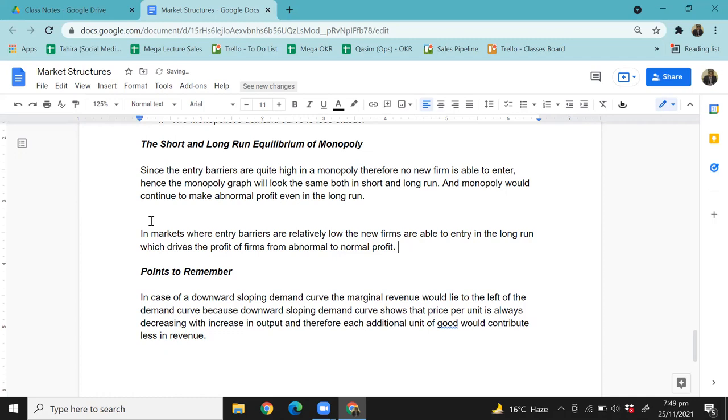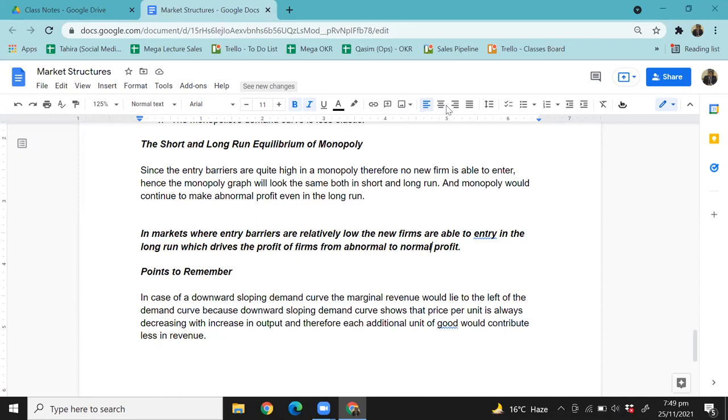But since in monopoly, it's not possible for any new firm to enter given the high entry barriers, the monopoly continues making the abnormal profit that it was making even in the short run. So everything stays the same. Does this help, Preet? Preet, this is making sense? Okay, perfect. So that's the idea.